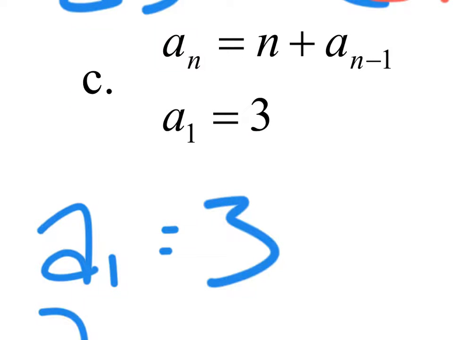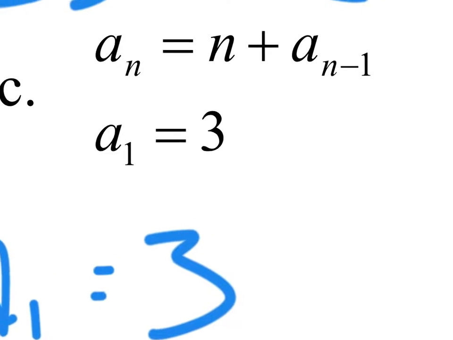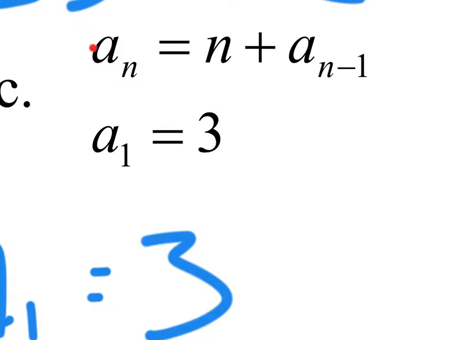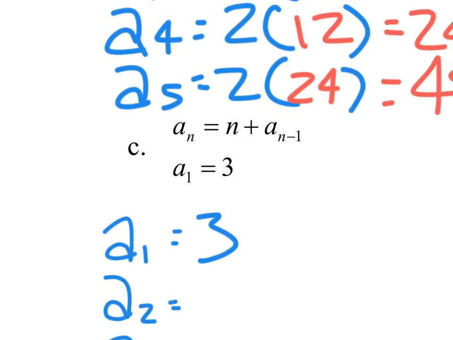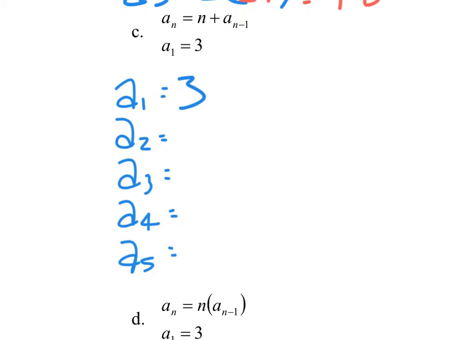Let's take a look at part C. Here I'm noticing that in our template, it says a sub n equals n plus a sub n minus 1. Previously, we've had a number here when doing an arithmetic sequence, right? But now that n refers to the value or the number of the term. The value of the first term is 3, so we're going to rewrite that like a sub 1 equals 3. And now let's figure out what the second, third, fourth, and fifth term is.